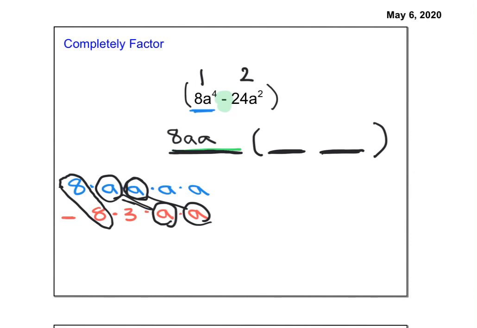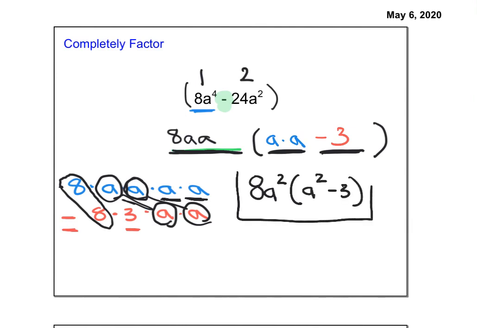So now let's fill in what we have left. From our first term, the only thing that's left is an a and an a. And from our second term, what we have left is a negative and a 3. So I'm going to write a negative 3 in that second slot. Now to clean this up a little bit, 8 times a is 8a squared. Then in the parentheses, you end up with a squared minus 3 as your final answer.